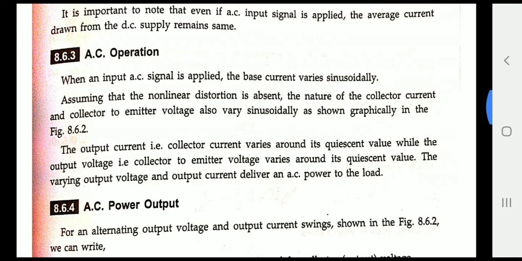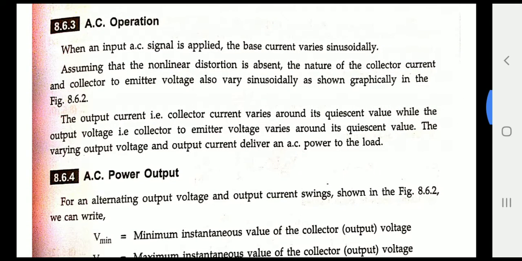Next, the second nomenclature is AC operation. In the AC operation, AC is nothing but a to and fro, meaning a sinusoidal waveform.